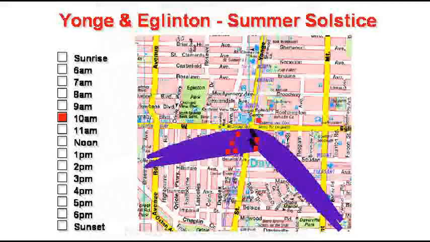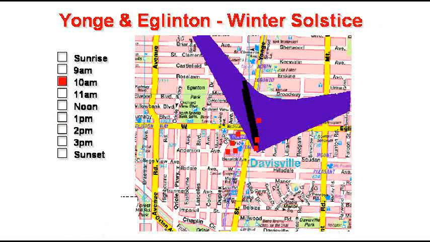The summer shadows of an earlier version of the Minto Towers that was being considered. The area in purple represents the full path of the shadow during the day, and the black bar emanating from the towers is the actual shadow at 10 o'clock in the morning. Here again it's shown at the winter solstice, at the opposite end of the year, and we see a very different footprint, and again we can see the 10 o'clock position of that shadow.